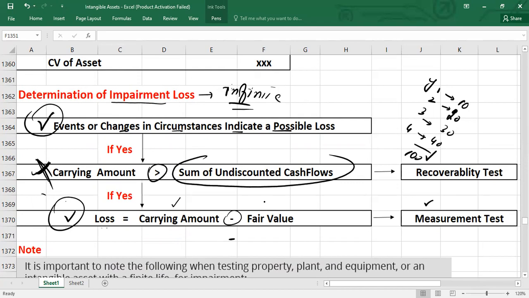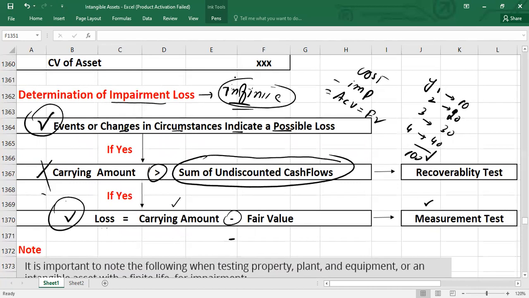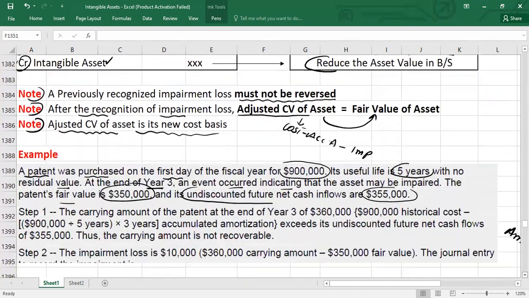The adjusted carrying value of the asset, when you record the asset in your balance sheet, is cost minus impairment loss. This is called your adjusted carrying value. It should be equal to the fair value of the asset. Okay, but only this step you will not perform. Even in the exam question, sometimes to confuse you, the examiner might give you undiscounted cash flows for an asset which has an infinite life. Please ignore this step. Okay, let me just show you an example for that. Let's go there.